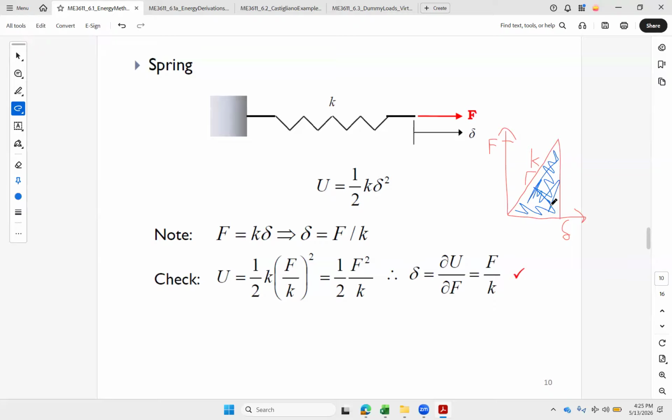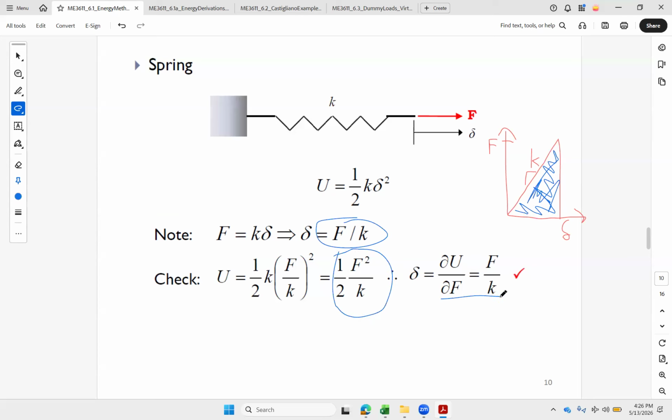Here's my energy formulated in terms of that force. And if I take partial U, partial F, sure enough, the 2 comes down, takes care of the half, and I get F over K, which I know is my spring. All right. So for the simplest member that we have, which is an axial spring, we already know the answer for that one. It's pretty straightforward. Delta is F over K. And if I formulate the energy like this, I see it does come out.